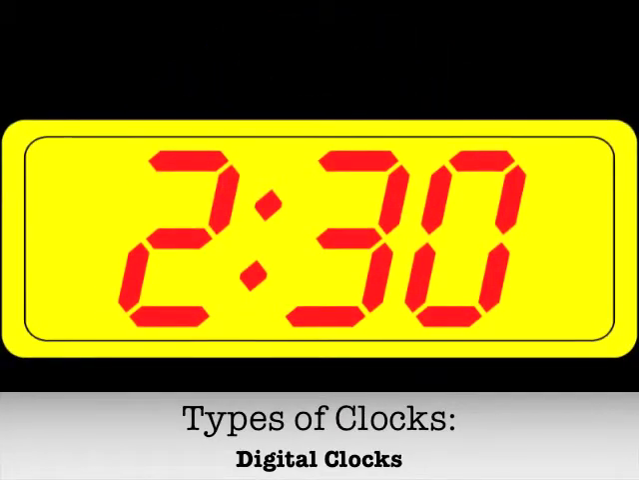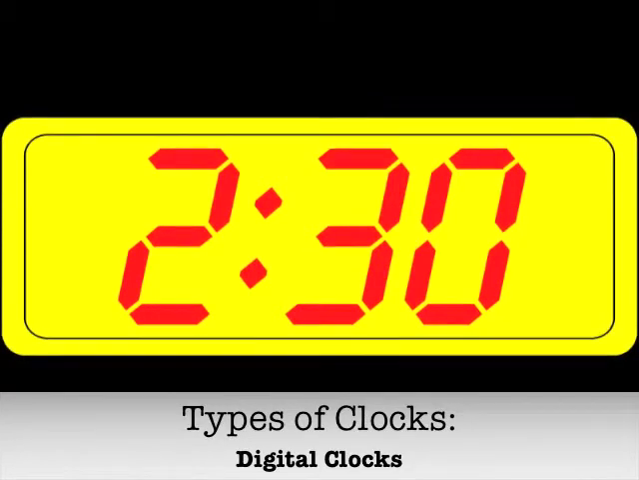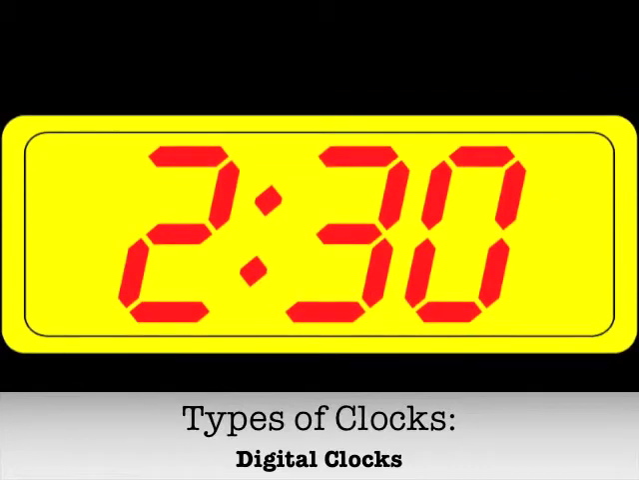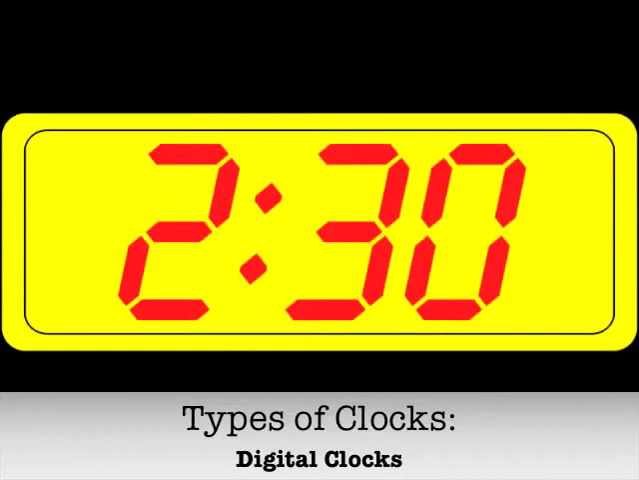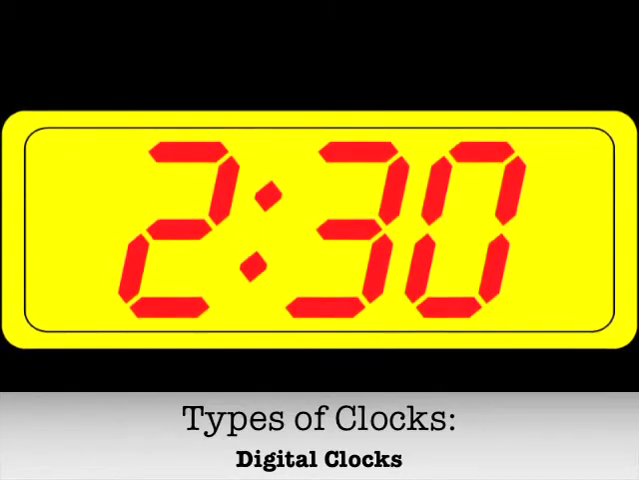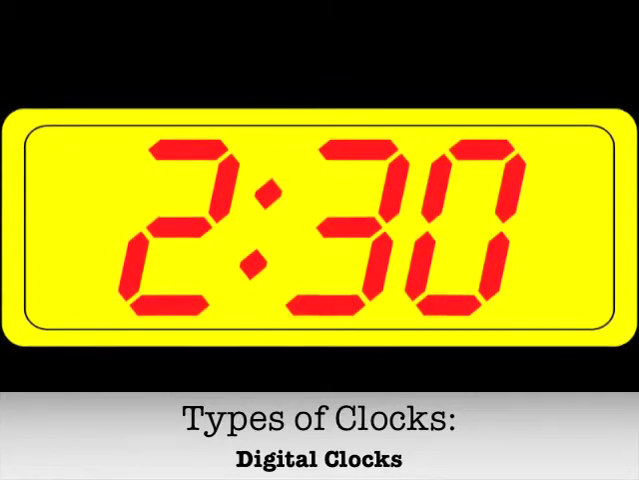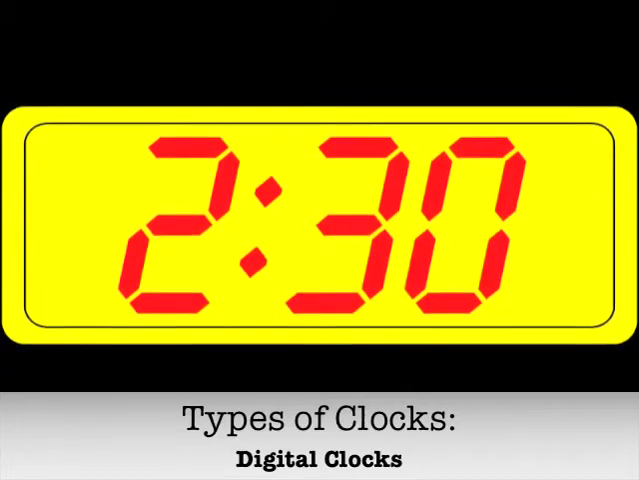There are also different types of clocks. This is a picture of a digital clock, and it shows us time using numbers and a colon. These clocks don't have the hour or minute hands, but we read these clocks by knowing the hour is before the colon and the minutes are after. So tell me what time it is. If you guess that this clock says that it is 2:30, then you are right.